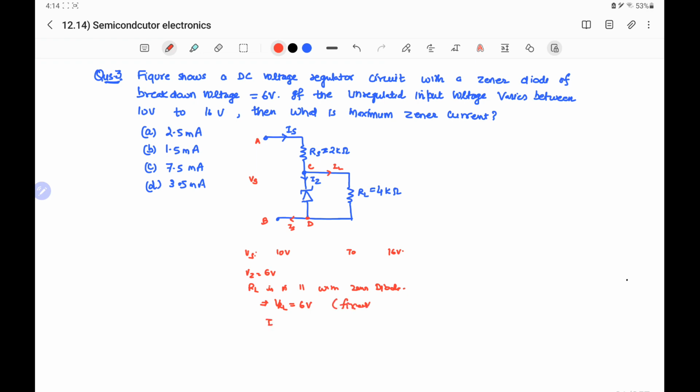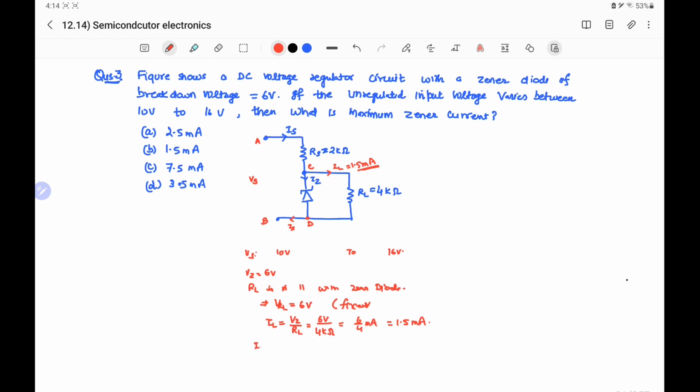Therefore, load current will be equal to VZ by RL, and this will be equal to 6 volt divided by 4 kilo ohm, which is 6 by 4 milliampere, because volt by kilo ohm gives milliampere, and that is 1.5 milliampere. So load current is 1.5 milliampere. Now we have to find the source current, because source current will decide how much current is to pass through the Zener diode.